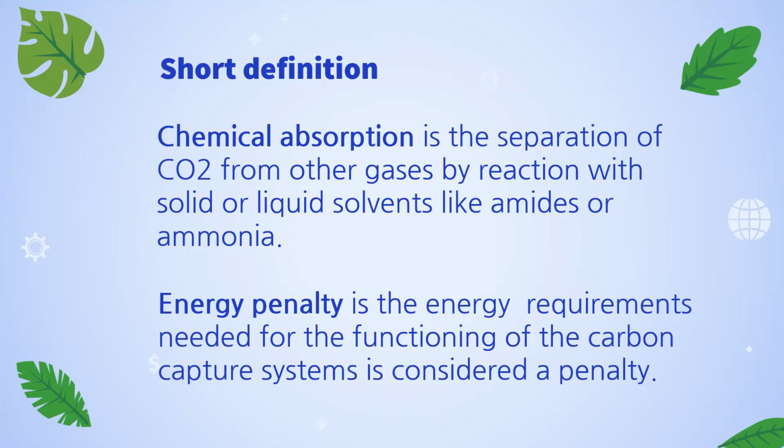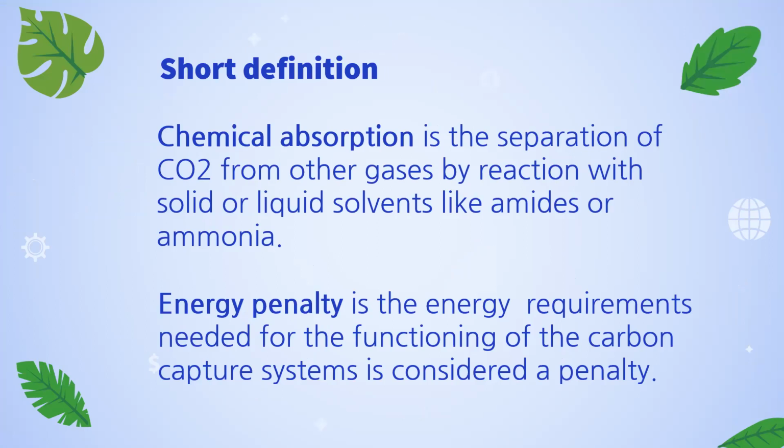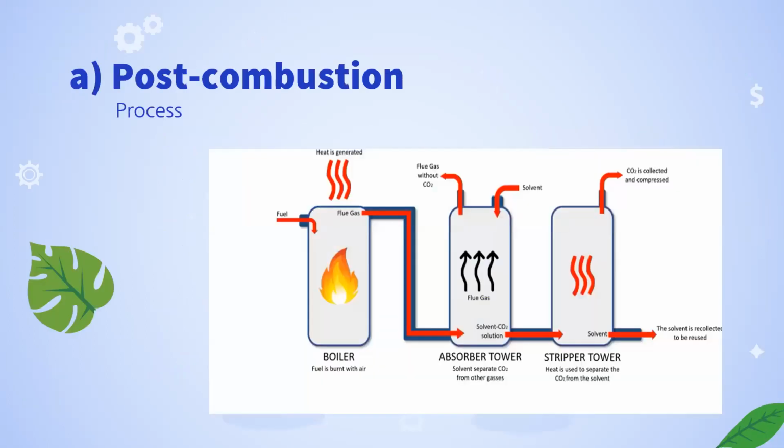First, chemical absorption, which is used in most of these processes, and it basically separates the CO2 from the other gases by using liquid solvents or solid solvents like amides or ammonia. A second important definition is the energy penalty, which is basically the energy required for these systems that are being used. I'll be re-explaining these as I go further in the analysis and pointing out where they're at.